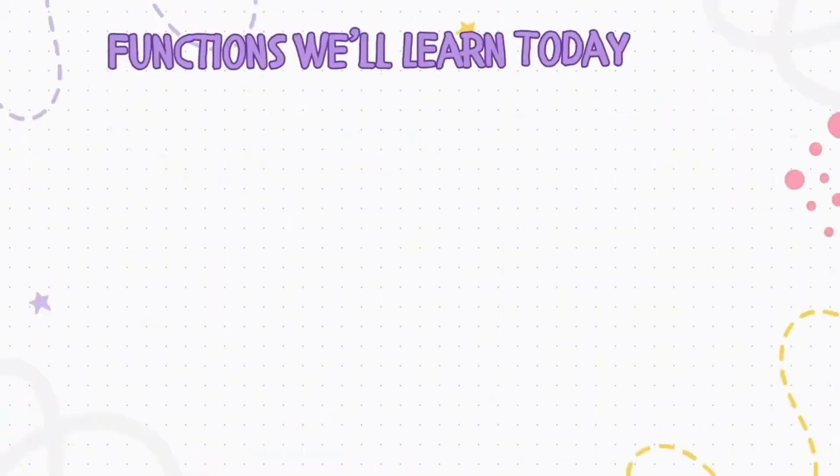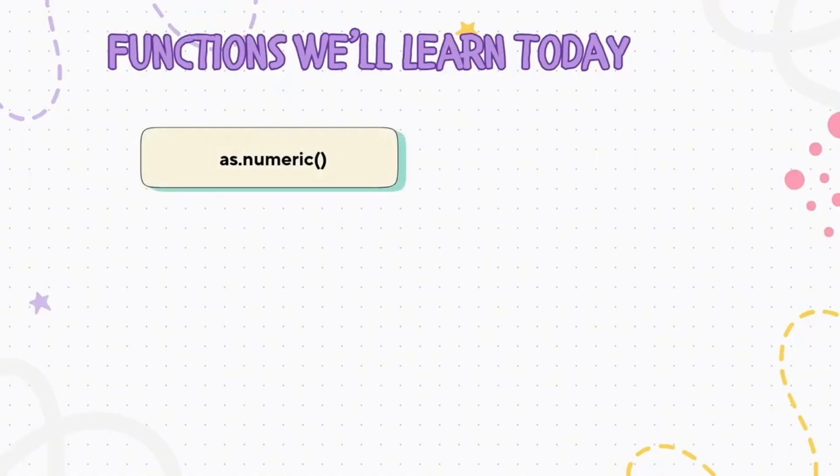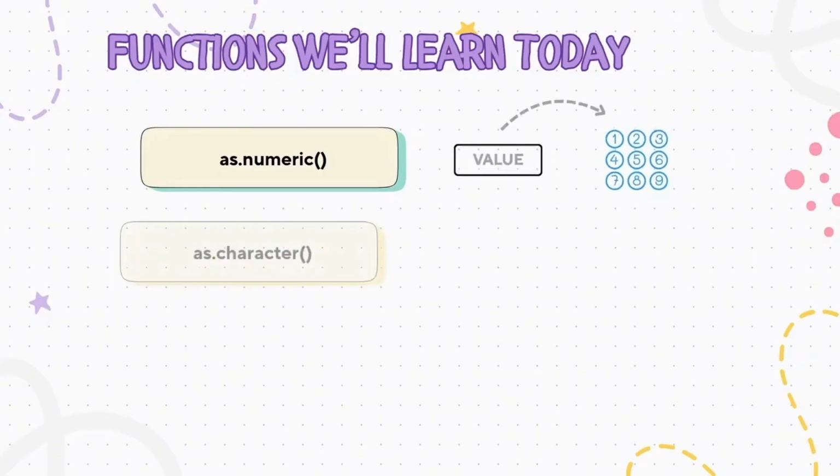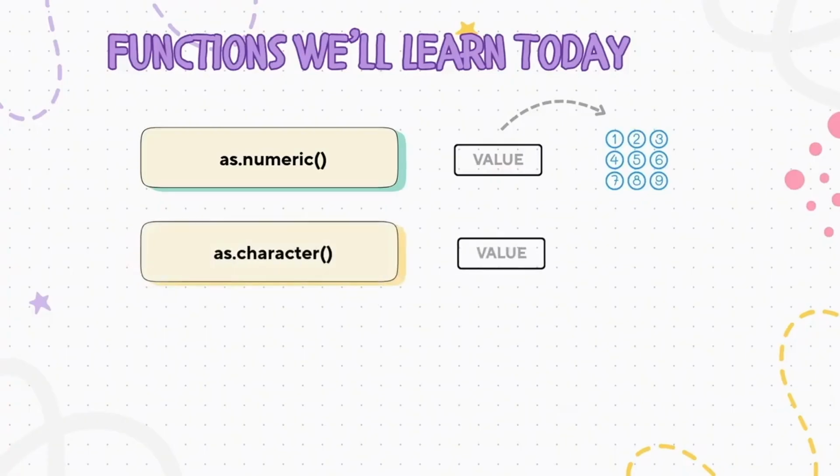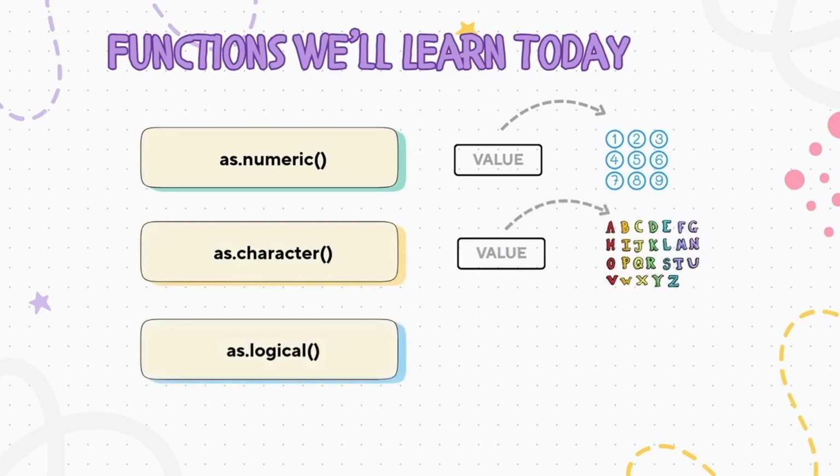So, the functions that we'll be learning today. There are 3 conversion functions that we'll be focusing on in this episode. Number 1 is as.numeric, which converts values into numbers. Next is as.character, which converts values into text. And finally, number 3, we have as.logical, which converts values into true or false. These 3 are enough for a beginner to work with almost any dataset. So let's first see how they work, and then we will execute the conversion functions in our very own R compiler.